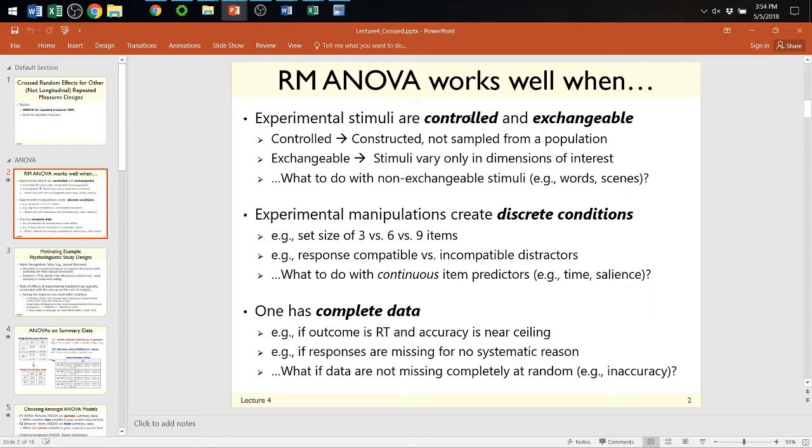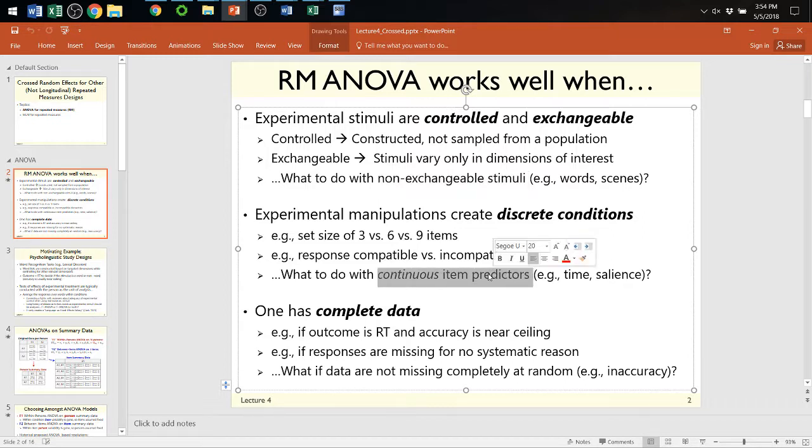But if I'm looking at something like real-world pictures, or I'm responding to real words, those differ in lots of ways beyond what I may have measured or manipulated. So what do I do when my stimuli within a condition are not 100% the same? Similarly, what do I do when my conditions aren't necessarily discrete? So what if my item predictor, for instance, for my pictures is the level of salience of some target, where that's a continuous variable? I could carve it up into low versus high, but that's introducing measurement error.